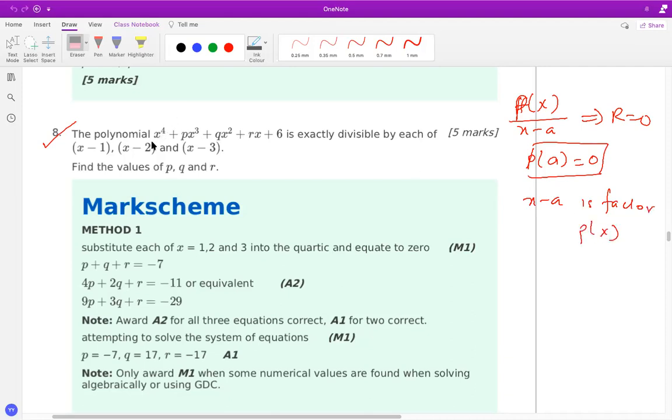So let's have a look at this example. The polynomial x to the power 4 plus px cubed plus qx squared plus rx plus 6 is exactly divisible by each of x minus 1, x minus 2, and x minus 3. Find the values of p, q, and r. What we do is plug x as 1 and equate that answer to 0, and you get the first equation. Plug x as 2, equate the answer to 0, and plug x as 3, and you get the second and third equations. You can solve these equations simultaneously, either manually or on the calculator, to get p as negative 7, q as 617, and r as negative 17.